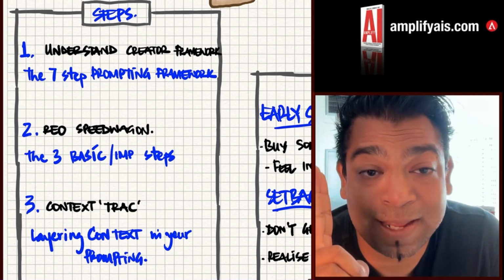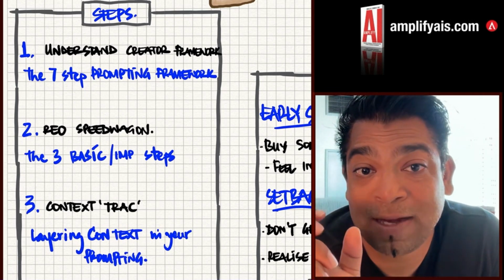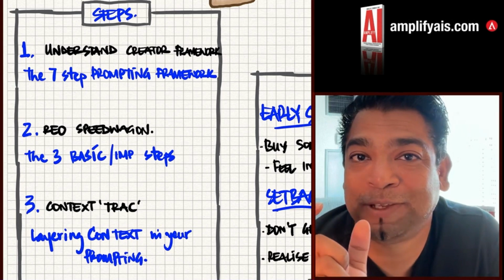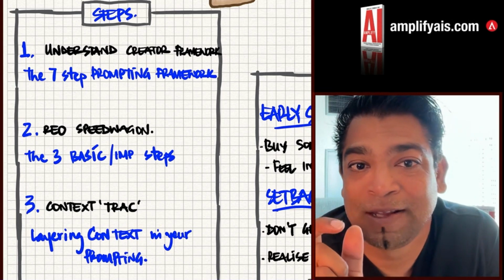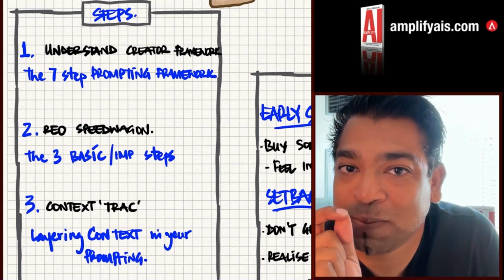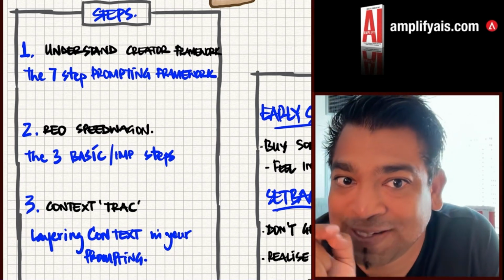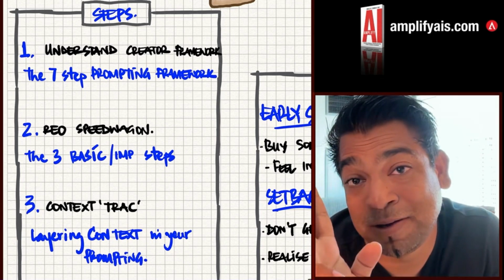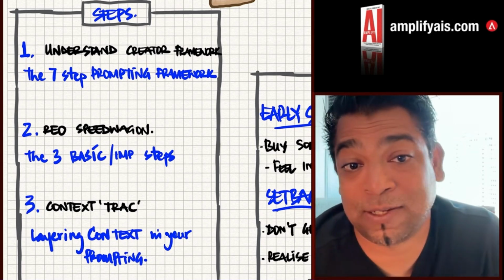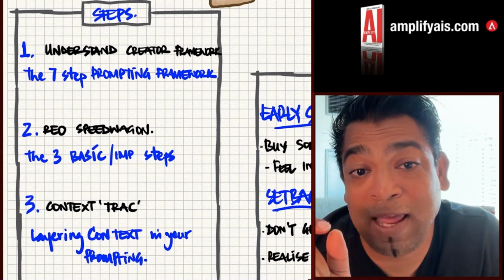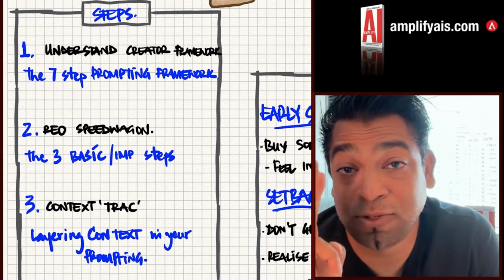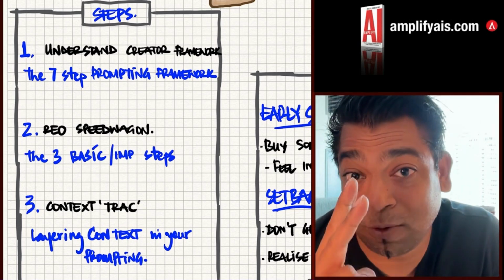The second step is to understand the core of the CREATOR framework, which is the 3 basic and most important steps of the 7 steps. And then the third is to understand context, which is the TRAC, and how to layer context in your prompting. Those are the 3 steps that we're going to follow today, and I'm going to show you how it's done.